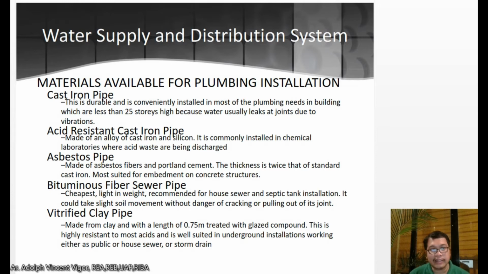Okay, so then let's go to the acid resistant cast iron pipe. It's made of an alloy of cast iron and silicon. It is commonly installed in chemical laboratories where acid wastes are being discharged.